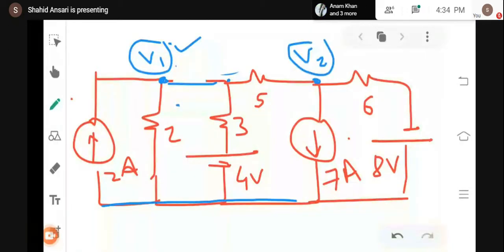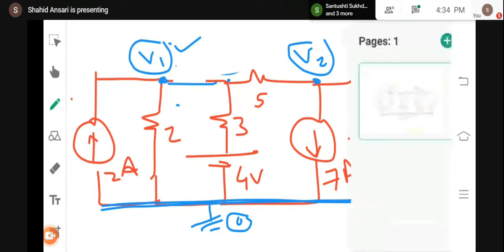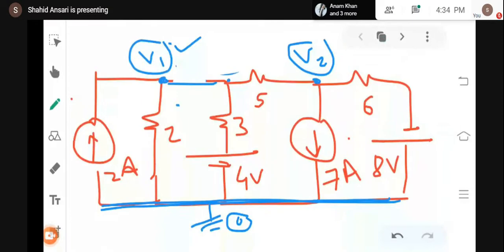Now, this is your complete node 1. This can be considered as node 3, but we should consider this as a reference node at a potential of 0 volt. Now, if I apply the conventional method to write down the KCL equation, the sign convention for impedances is positive. For a current source, if the current is showing towards the node, you will be writing minus, and away from the node, you will be writing plus.